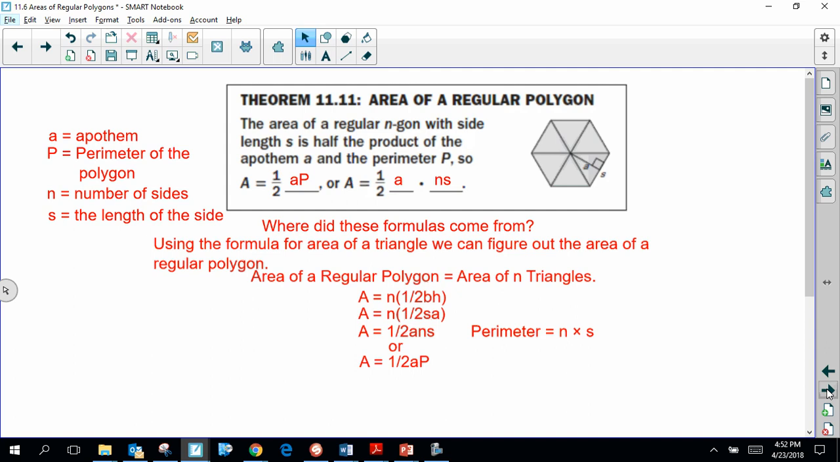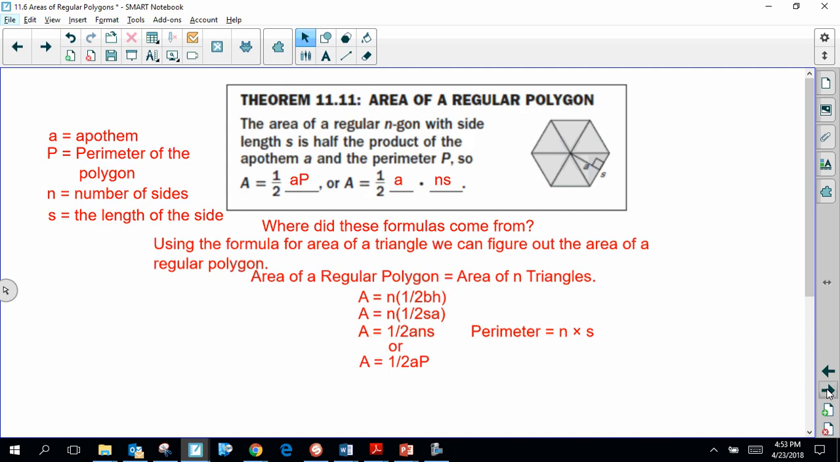So the base of the triangle in this case would be the length of the side of the polygon, and the height of the triangle would be the apothem of the polygon. So that's where we get 1/2 times s a inside of the parentheses. Now, the parentheses aren't really necessary.